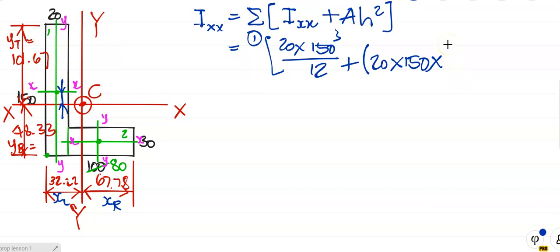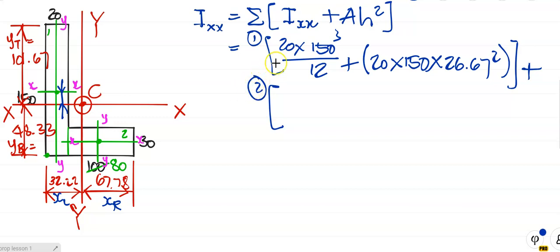I'm going to do the calculation, and you do the calculation too and check my answer. 101.67 minus 75 is equal to 26.67. 26.67 squared, close the square bracket, and plus. Why plus? Because it's the sum of, right? And I do exactly the same thing for element number 2.